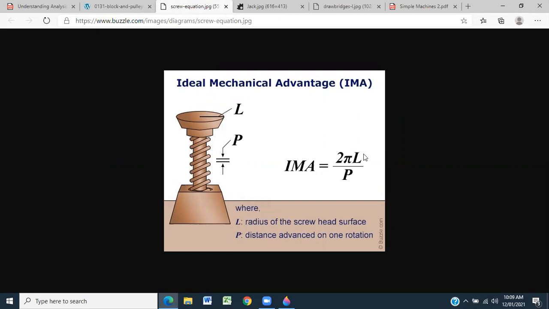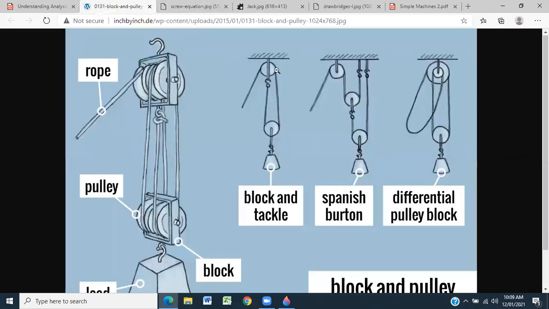Okay, so this is the formula, 2 pi L over P, where P is the distance between the threads, or the lead, and L is the radius of the effort that we're applying. So just keep that in mind. And the next one is the pulley.